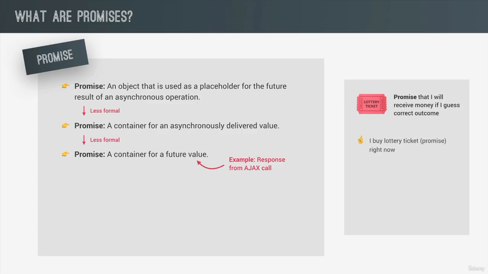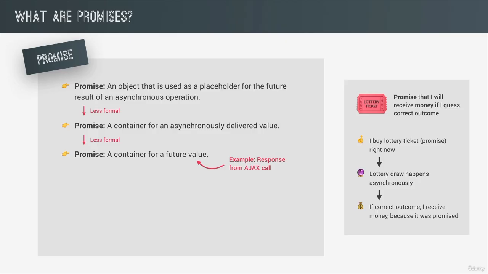So I buy the ticket now with the prospect of winning money in the future, and the lottery draw, which determines if I get the money or not, happens asynchronously. So of course, I don't have to drop everything and keep waiting until the lottery draw happens, right? Now, in case I did get the correct outcome, then I will receive my money, because I have my lottery ticket, which is the promise that I bought.